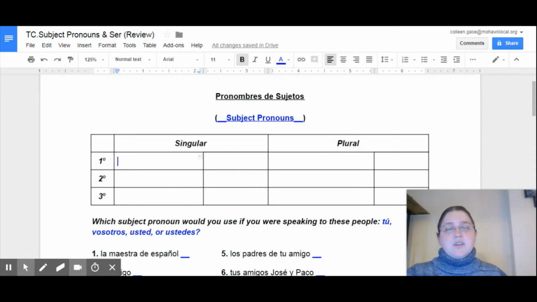Segunda persona does not get talked about very much. It is when you're talking to someone. Specifically, a lot of times we think of like you're telling someone to do something. So if I say, you did that, like I'm asking a question, you did that, that's segunda persona. Also, if I am talking to somebody, I tell them to do something, shut the door. That would be segunda persona.